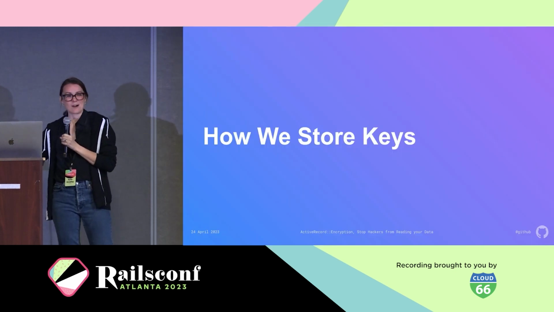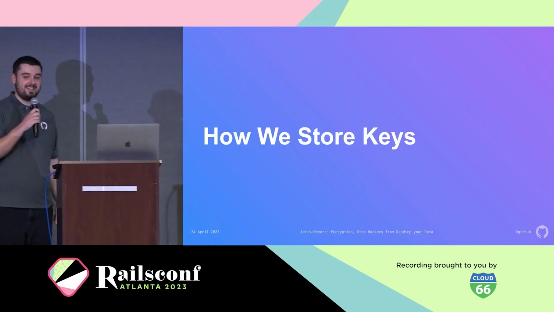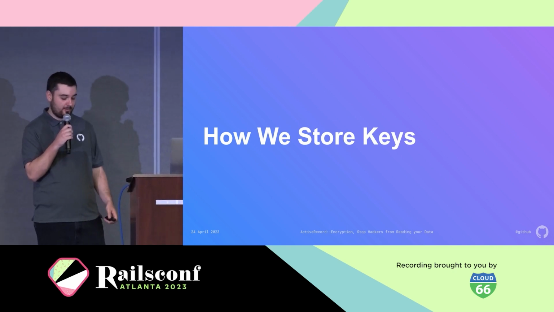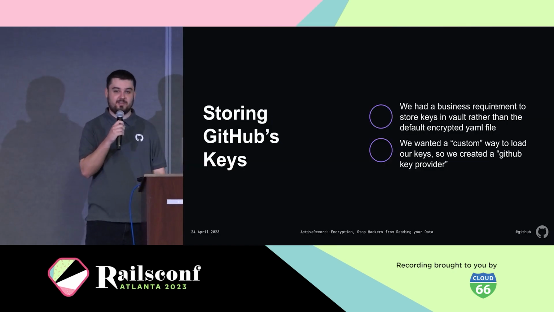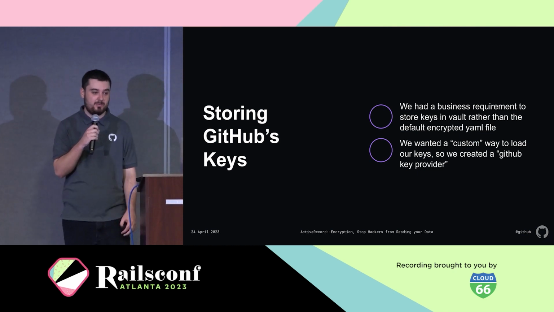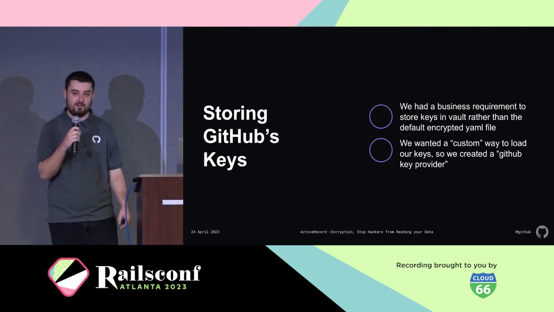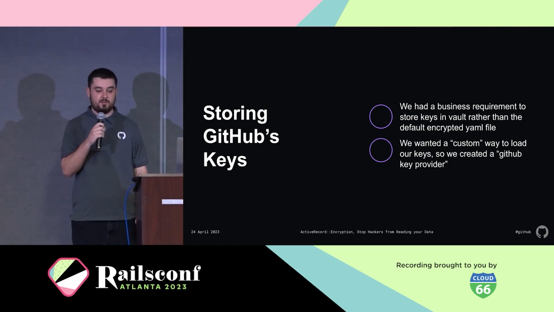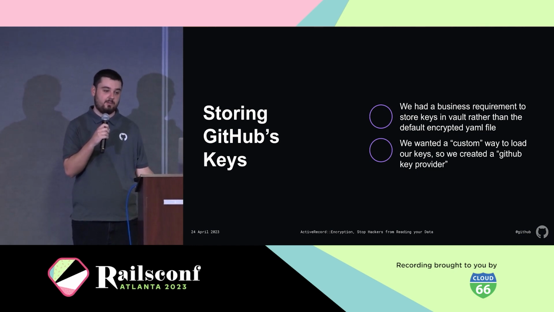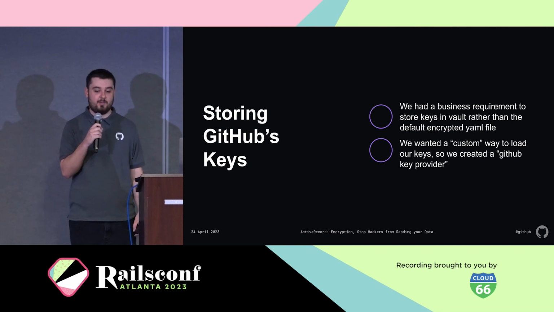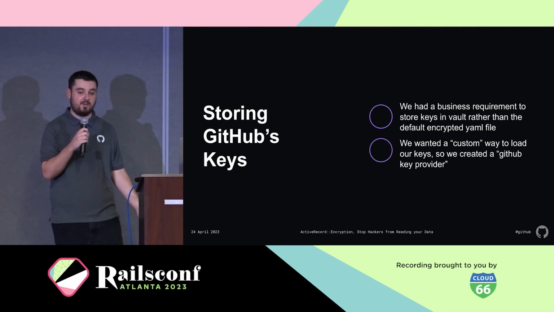Matt's gonna tell you a bit about how we store our keys. Thank you, Kylie. So yeah, we at GitHub have a business requirement to store our keys in our secure vault. And so this means when we generate a key, we need to store it in the secure vault rather than the default encrypted YAML file for Rails. And we wanted to do this in a way that we can easily read these keys from Vault during runtime without the developers needing to specify where to find the key in Vault.